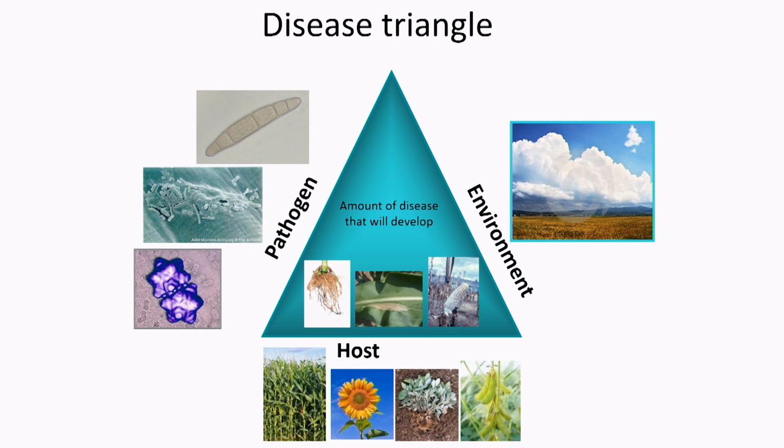So if you have all these conditions, we can have disease that develops in the plant, and it will also affect the amount of disease that develops. So if we can understand the pathogen, the environment, and the host, and maybe break one of these legs of the disease triangle, we can slow down disease or prevent disease from occurring.